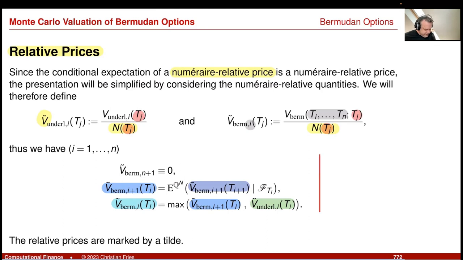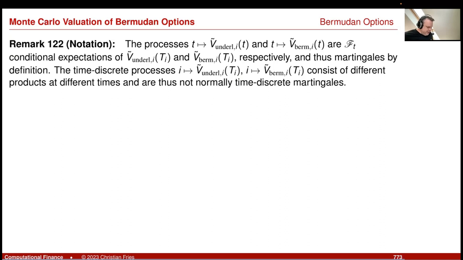So this here is the definition, and this is also maybe already some kind of algorithm how to value the Bermudan. You have to be a little bit careful if you consider these things as stochastic process. So this process related to the underlying here, and this process related to my Bermudan here, they are FT conditional expectations of the future values.